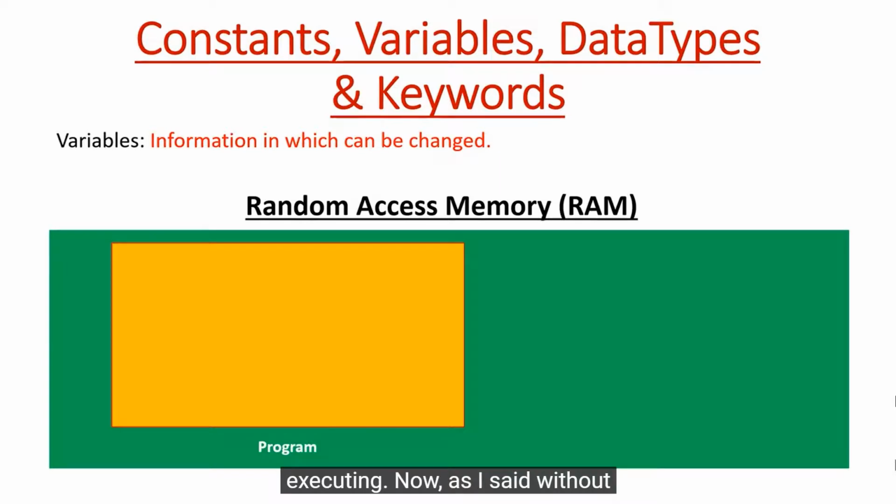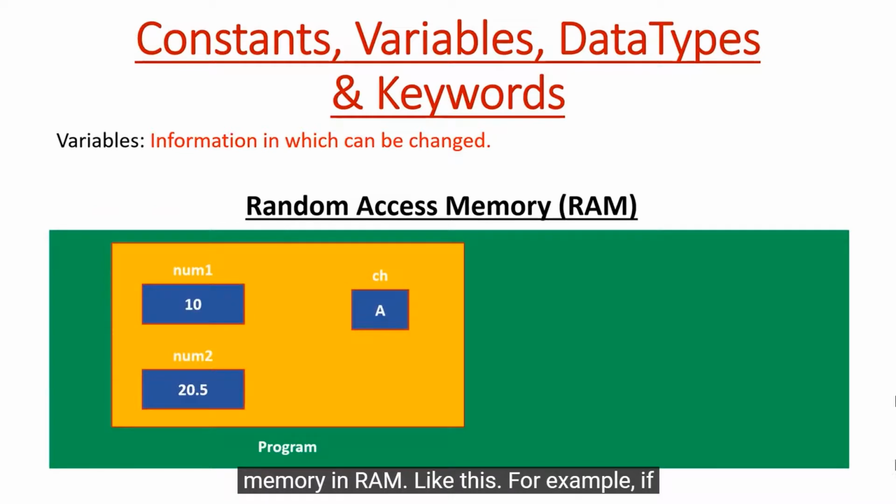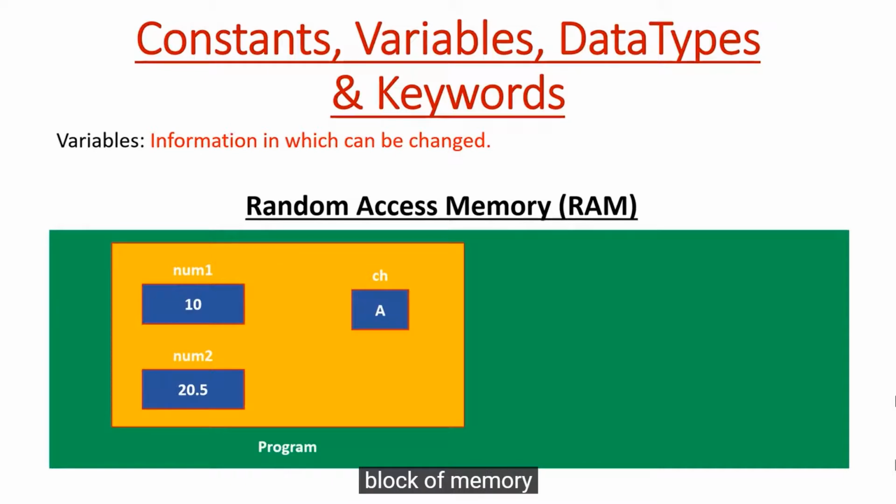Now, as I said, without information, without data, program is nothing. Once program comes to the RAM, to manage those data, it has to reserve some block of memory in RAM, like this. For example, if we want to store 10, then it will reserve a block of memory, and inside that block of memory it will store 10. Similarly, if we want to store 20.5, it will reserve a block of memory and store 20.5. Similarly, if we want to store capital A, it will do the same thing.